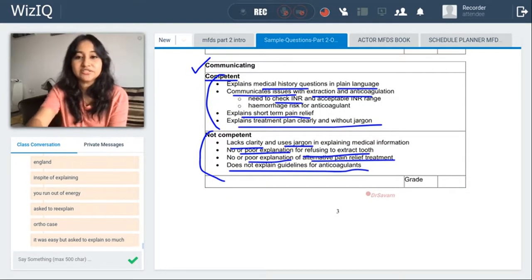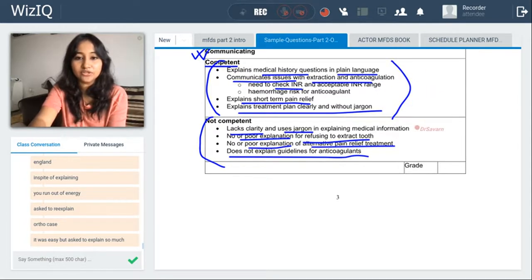So this is what we have decided already. We have already discussed this. So we know what is communication. This is all you have to talk about. And if you have all these points, it is completely all right.